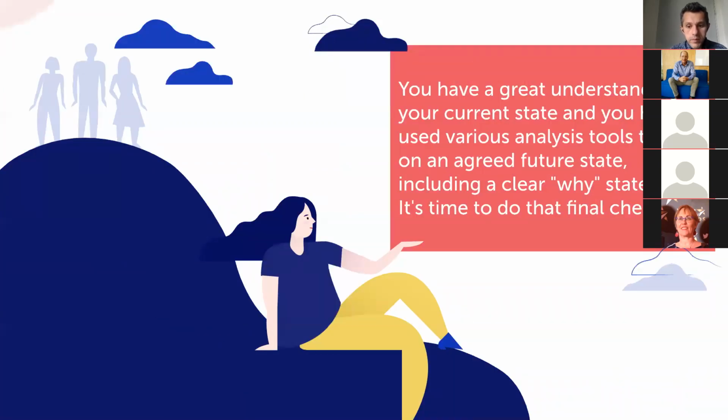The last thing: you have a great understanding of your current state, and you've used all these analysis tools, the SWOT, the PESTLE, and the gap, and other things to get a future state and a gap between that. You've got a clear why statement, so just do that final check. Is it aligned with the values? Is it in line with the mission statement? Is it in budget? Just those final checks.